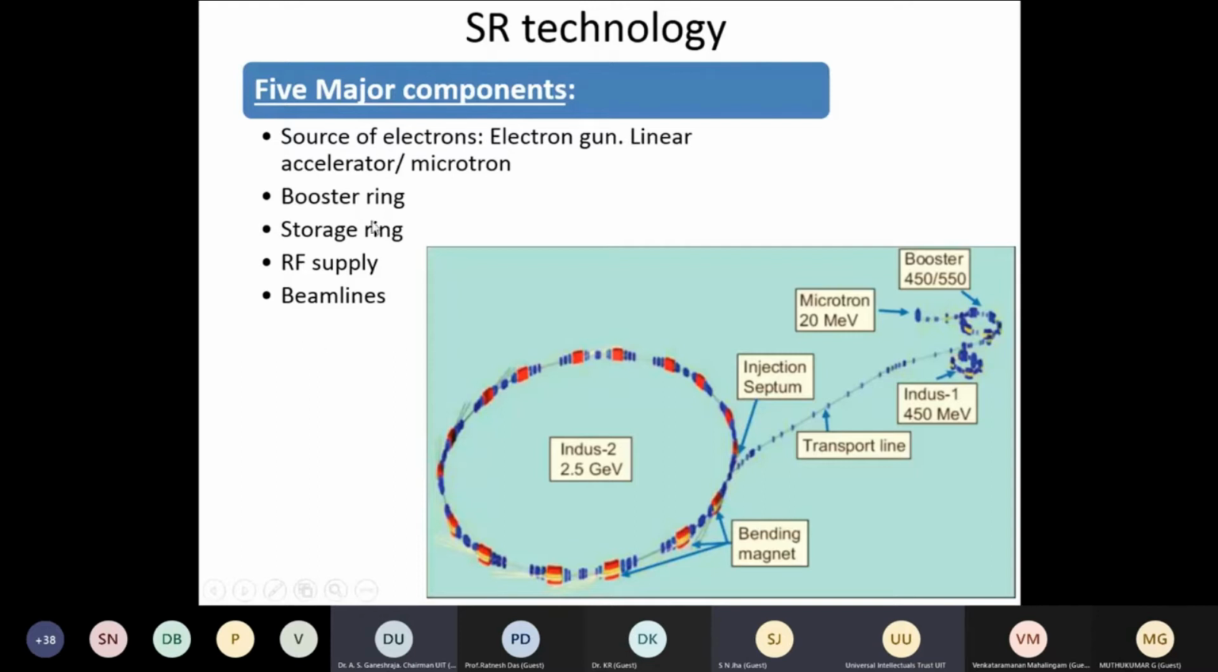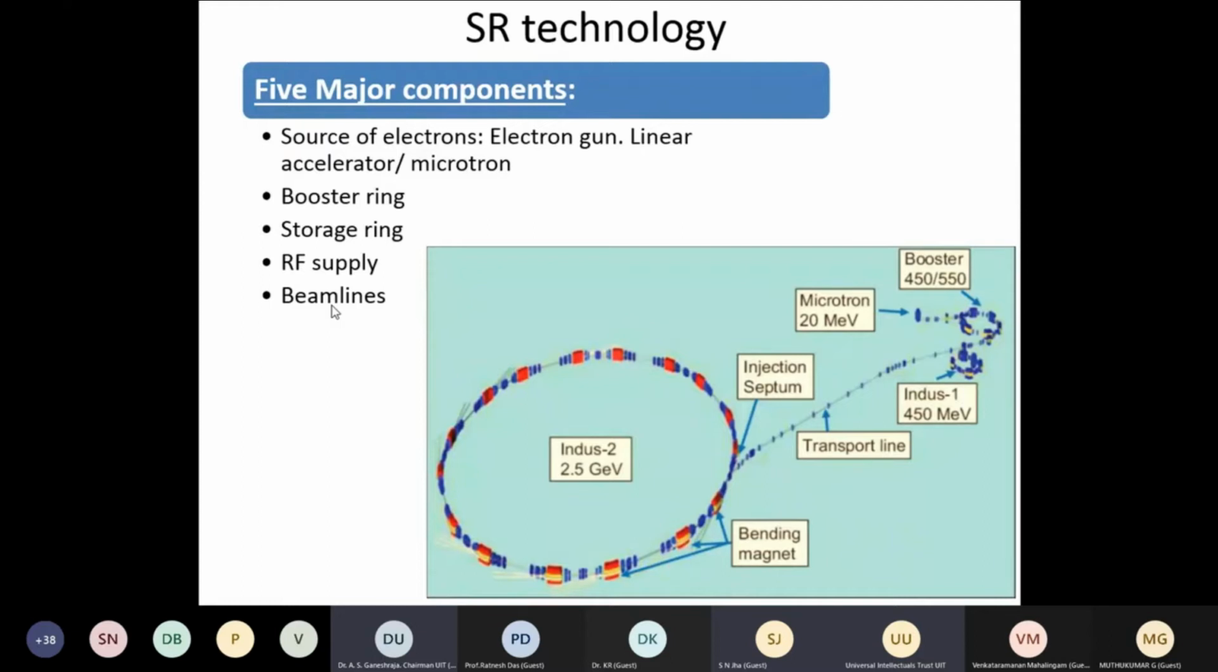Starting from the source of electrons, it can be an electron gun, linear accelerator, or microtron, and then a booster ring. For example, here, this is the booster ring, and then a storage ring. This is one of the storage rings, Indus 1, and this is Indus 2. And then we have a radio frequency supply to boost the energy in the storage ring. And then ultimately we need a device called beamlines to tap the useful photons for our studies.